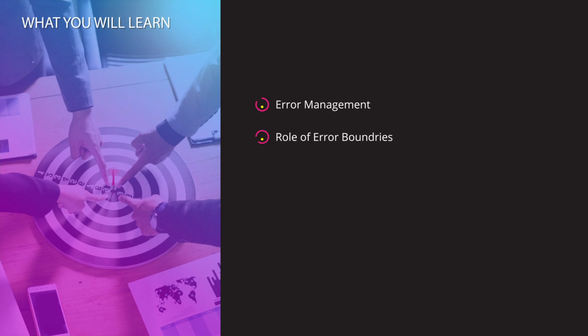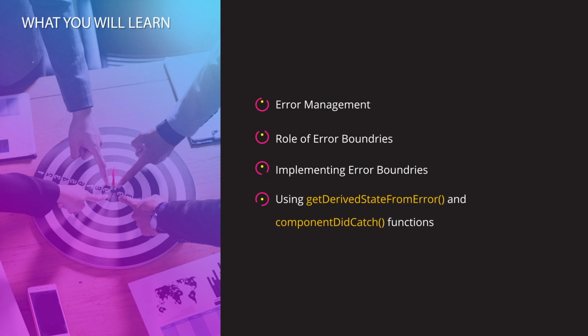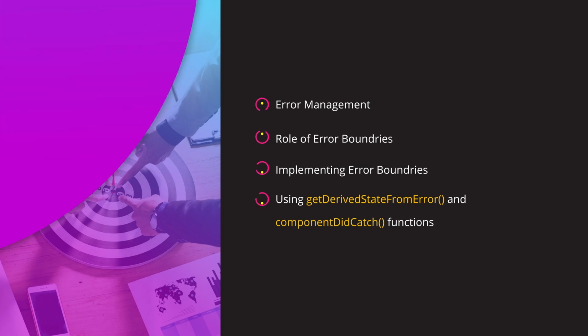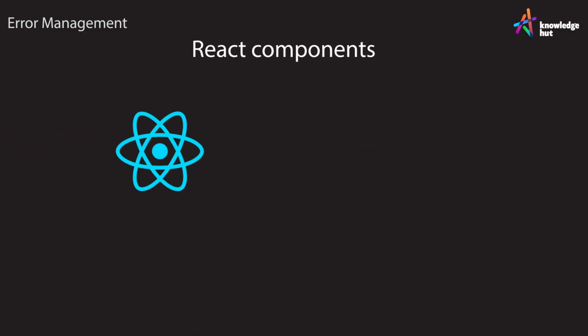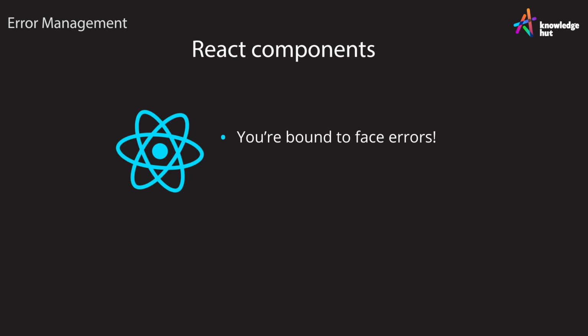In this video, we learn about error management and the role of error boundaries in capturing and managing errors gracefully in React components. Specifically, we learn to implement error boundaries and use the getDerivedStateFromError and the componentDidCatch functions. Let's get started. When building React components, as with everything else, you're bound to come across errors.